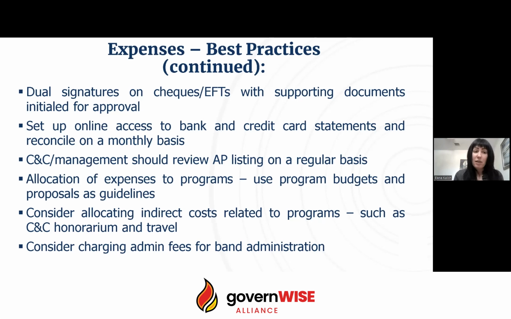So chief and council and our management should review the accounts payable listing on a regular basis. So in particular, if you're running into a low cash flow situation, right, you want to make leadership and management aware of all these outstanding vendor amounts that need to be paid, because at some point those vendors will start calling and asking for payment, and whoever is managing the cash flow really needs to be aware of those obligations.